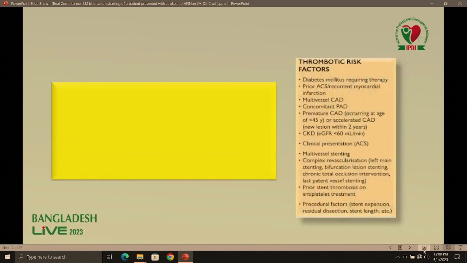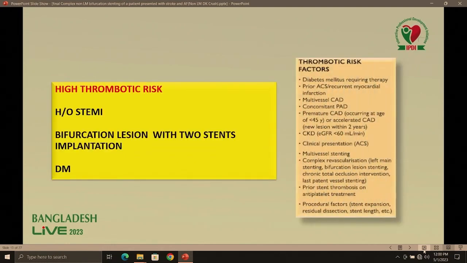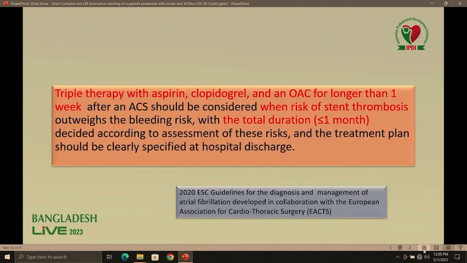And the patient has some high thrombotic risk for thrombosis in the coronary arteries. That is, the patient is diabetic and has a history of non-ST elevation MI. This is a bifurcation lesion, and 2-stent implantation was done. And there are many thrombotic risk factors there.